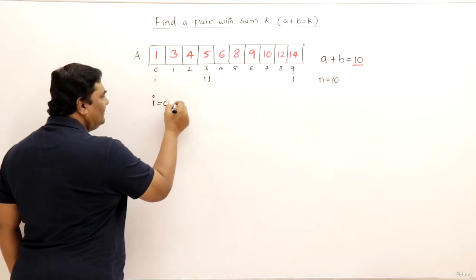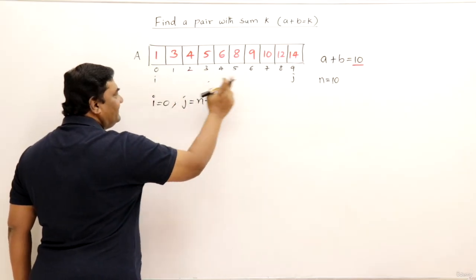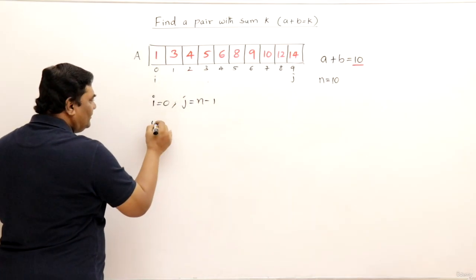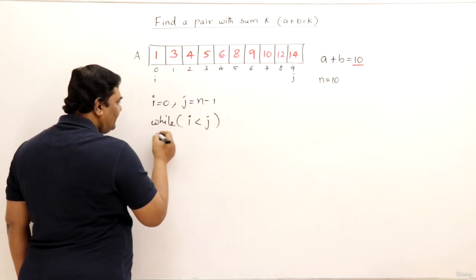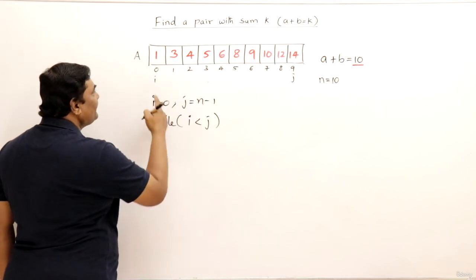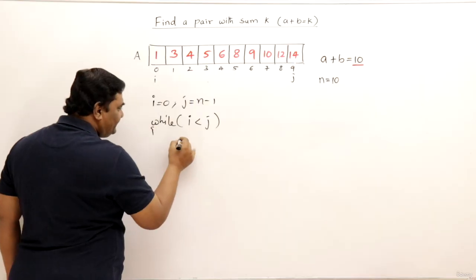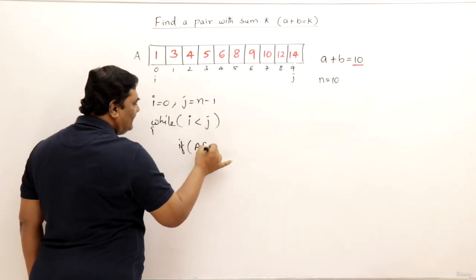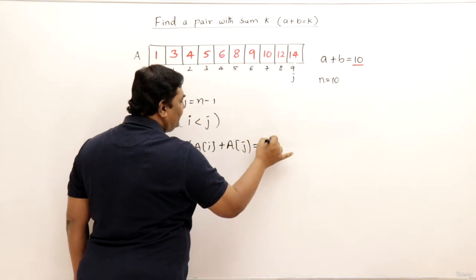I assign 0, and j at n minus 1. Yes, this is here and this is here, right? Now how long should I perform this process? While i is less than j. Once they become equal, stop. Then what should I do every time? Check if these two are added, then the result should be equal to k. Check if a of i plus a of j is equal to k.